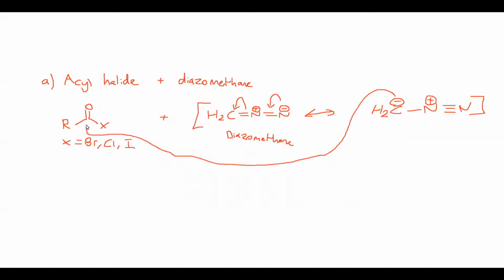is going to come and attack our electropositive center here in the carbonyl. So we've got our delta minus and delta positive there, so that's open to nucleophilic attack. And this here is our nucleophile. So that's going to send up a pair of electrons to the oxygen. That's going to come back down, and it's going to kick off our X as our leaving group. So now we are left with our diazomethane now attached to our carbonyl.